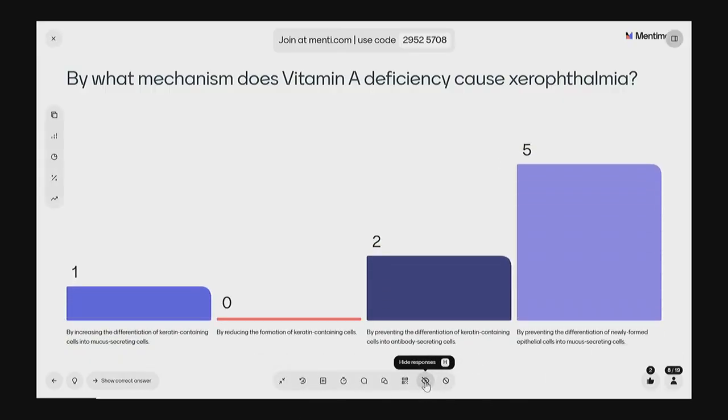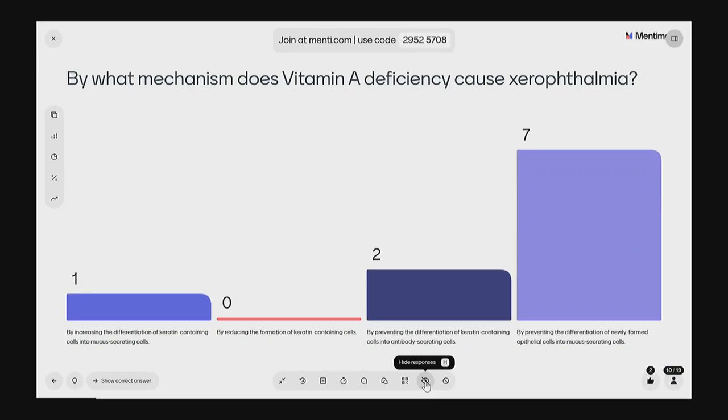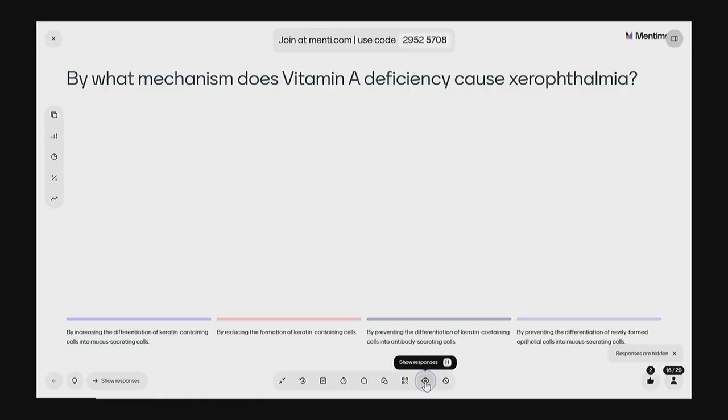Okay, so we're just going to show the responses. Most people are saying that it prevents the differentiation of newly formed epithelial cells into mucus secreting cells. That is the popular vote. And then a few people are saying it works by preventing the differentiation of keratin containing cells into antibody secreting cells.